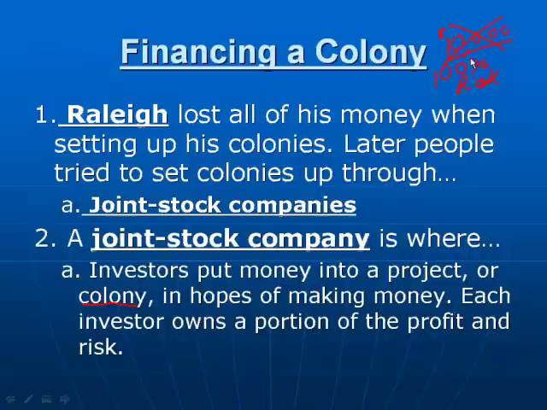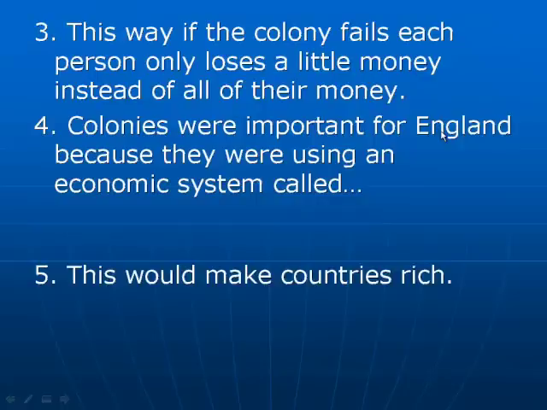So instead of Sir Walter Raleigh paying $10,000, instead of one person paying $10,000, maybe we have 10 people do $1,000 each. So that way, if it fails, each of them are only out $1,000 instead of $10,000, which is a little bit better. A little less risk, but a little less reward, so you just got to weigh your options. This way, if a colony fails, each person only loses a little money instead of all of their money.